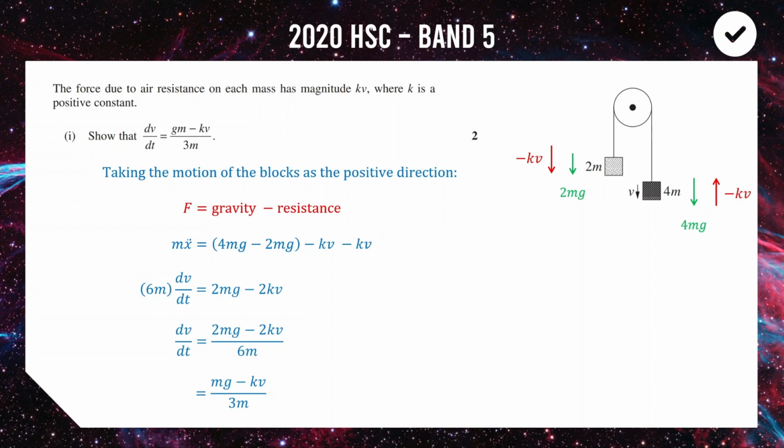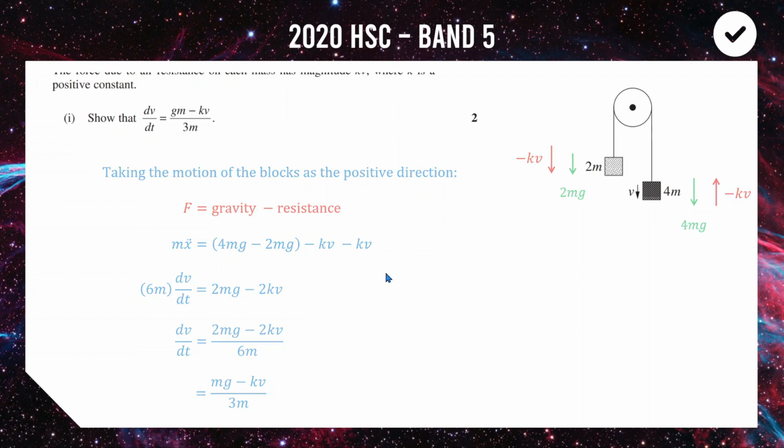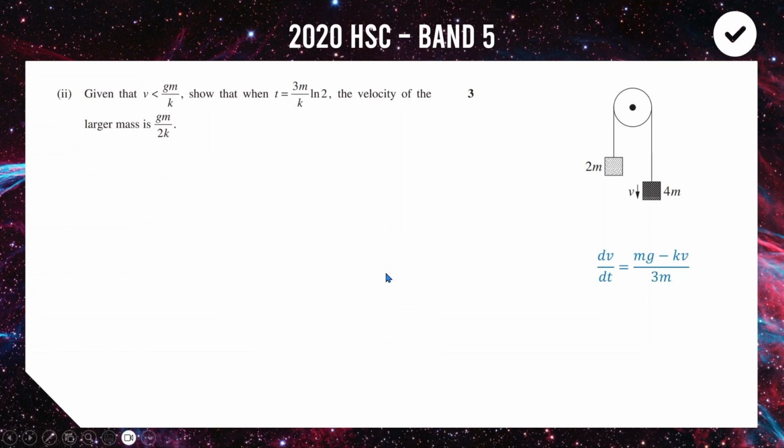Okay, now we have that, we can have a stab at part 2, which is, given that velocity is less than gm divided by k, show that when time is equal to 3m over k log 2, the velocity of the larger mass is gm over 2k. Okay, so we have our equation over here, dv on dt. We're just going to take the reciprocal of this because the right hand side, the only variable we can work with is v, and v is on the top. So first thing we'll do is flip the equation to get dt on dv equals the inverse of the fraction.